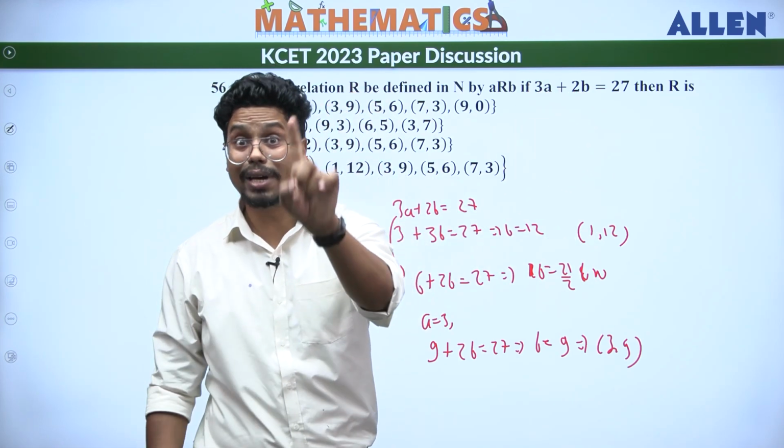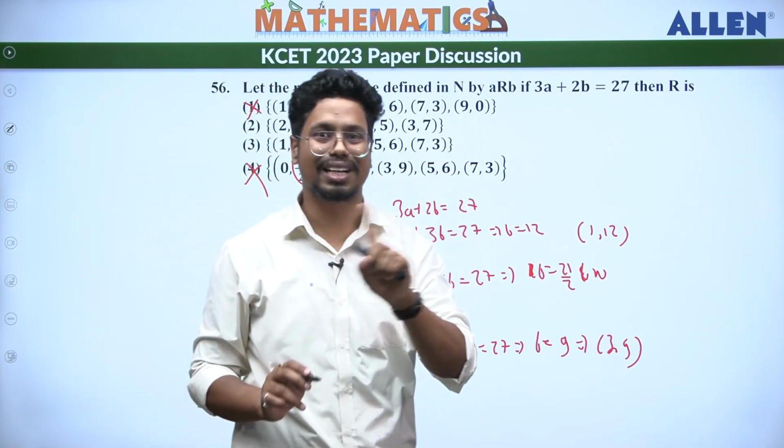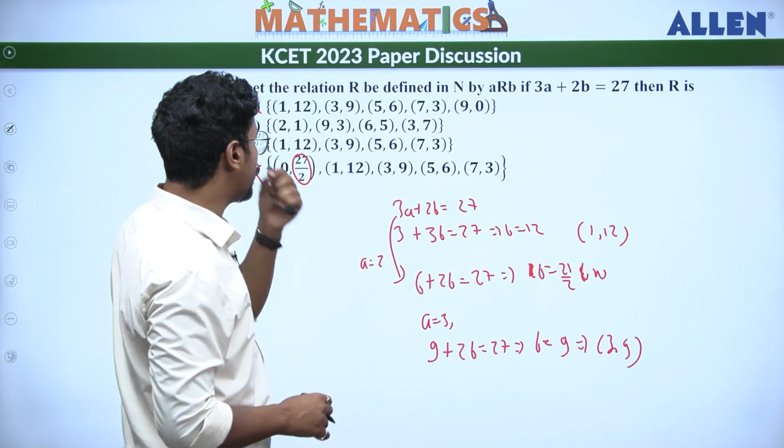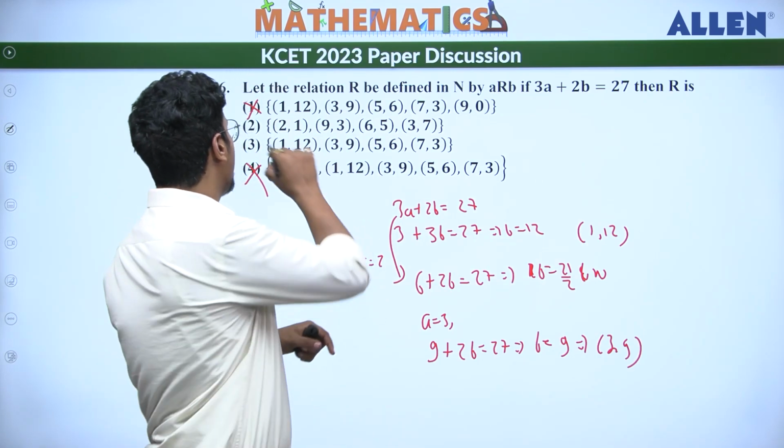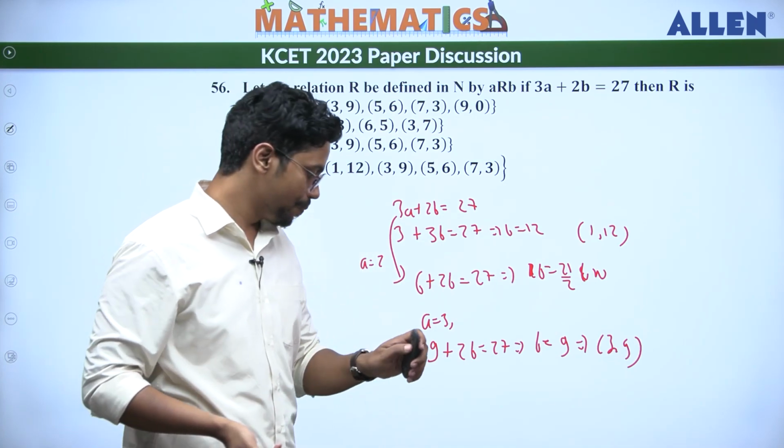But again, B is a natural number, so this option is wrong because 0 is not a natural number. So which of the options will be satisfying? Option number C. So you have to be smart to solve this question fast, okay?